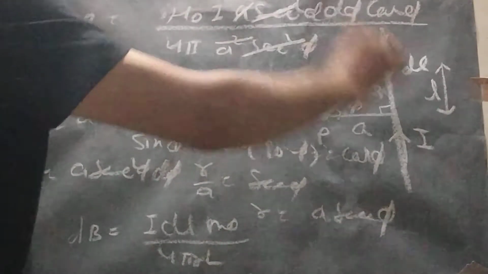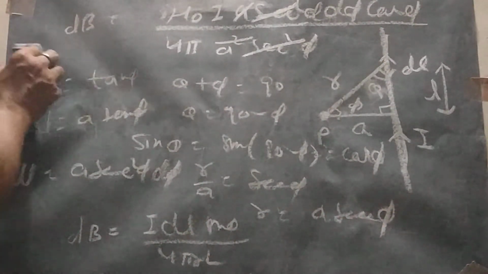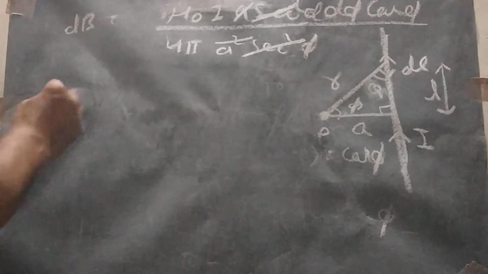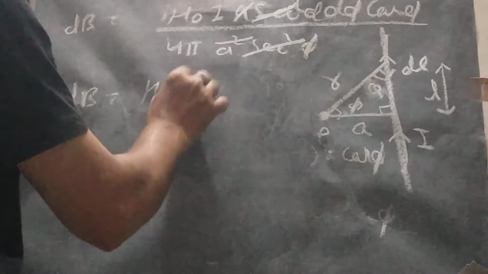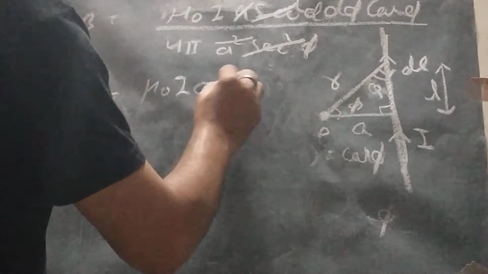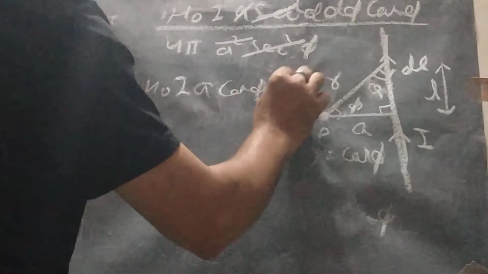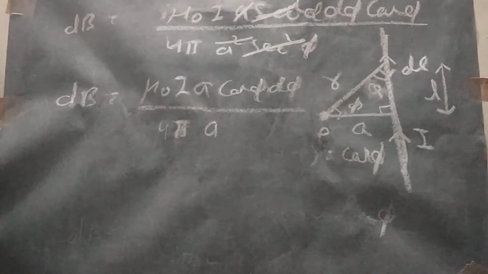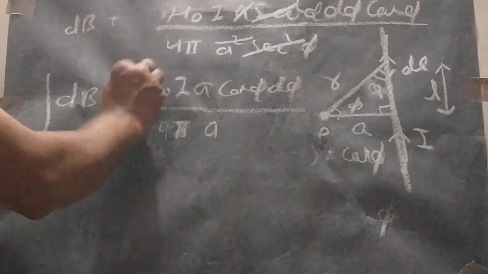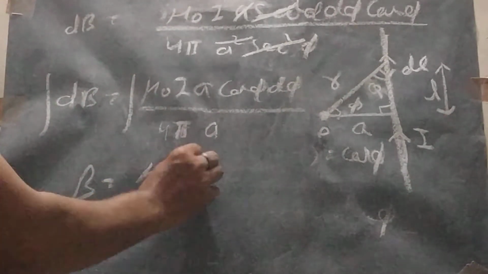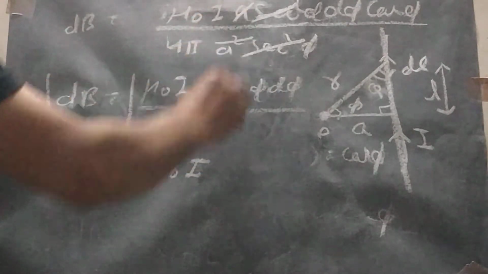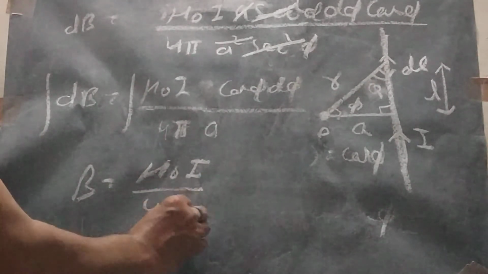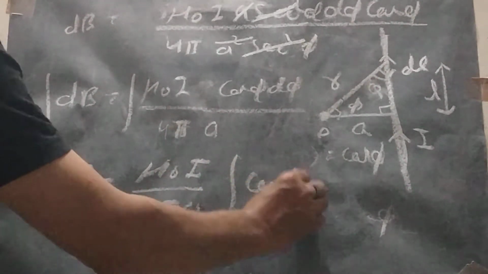Cancel, then secant square phi cancels, and we are left with dB equals mu naught I a cos phi d phi upon 4 pi a. Therefore, the total magnetic field is the integration of dB equals mu naught I a, here a is a square, and mu naught I by 4 pi is common. A is constant. Here is cos phi d phi.